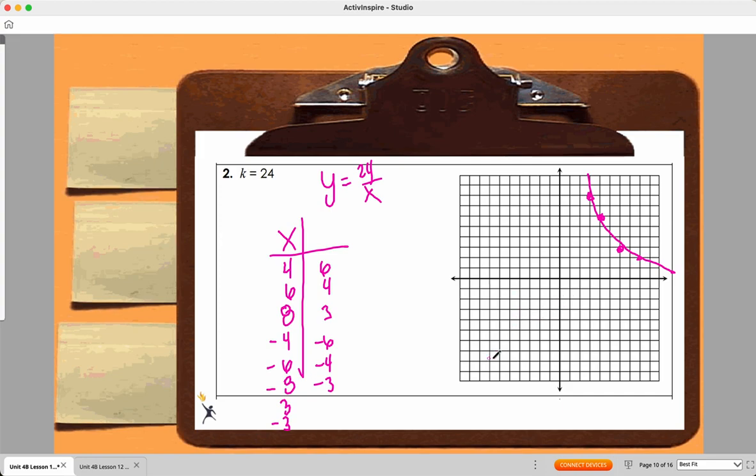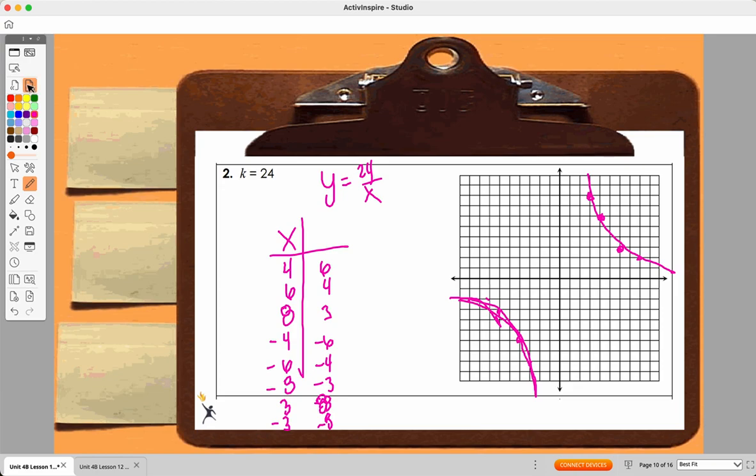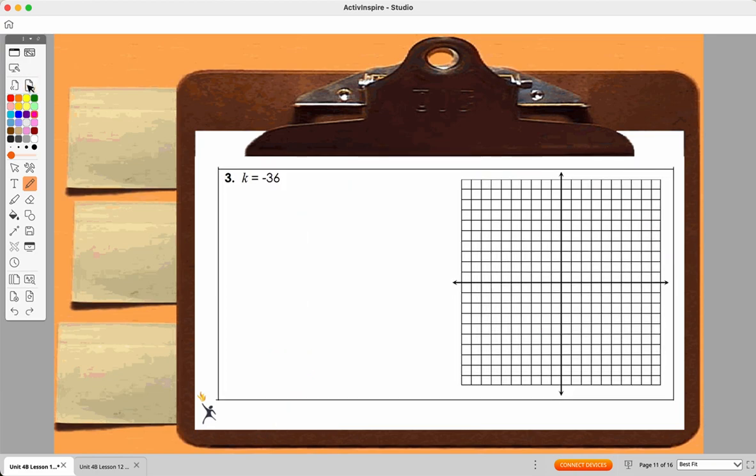And I have the same mirror on this side. That's 8, sorry, and this is negative 8. So I'm going to come over here. Okay, negative 4 over, 6 down, negative 6 over, 4 down, and it puts me right here. I've got 3 over 8, and then 8 over 3. So I've got the same idea. Sorry, you've got to get my graph right. There we go, that same shape. All right, go ahead and try number 3.